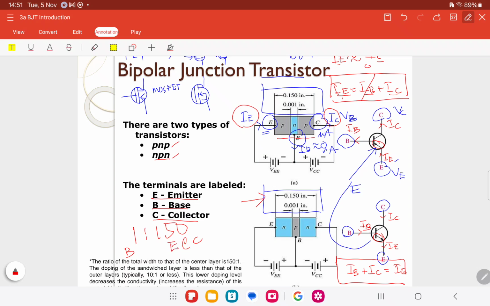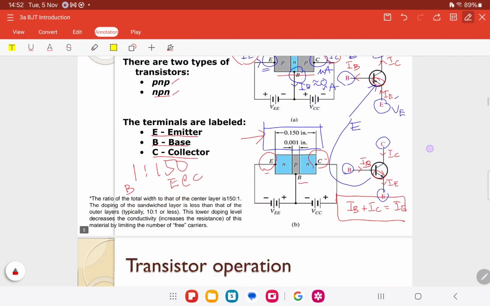Maksudnya base ni is very lightly doped. Sebab dia sangat nipis, sebab tu value current dia pun very small. Okay, and base is lightly doped. For emitter is highly doped ataupun heavily doped. Okay, and collector is moderately doped. That is characteristic of the base region, emitter region and collector region.